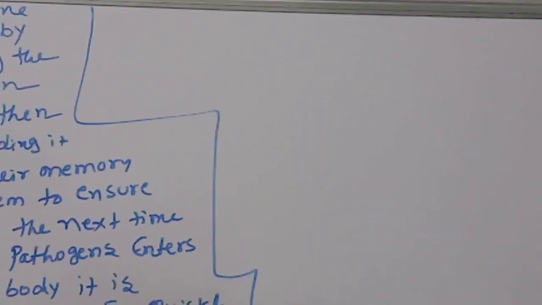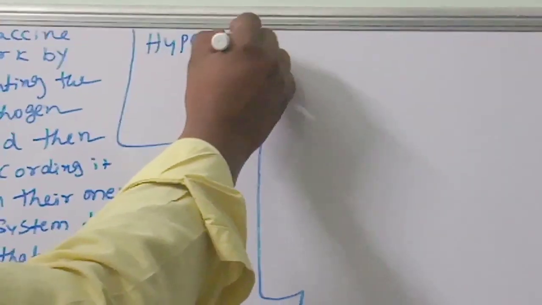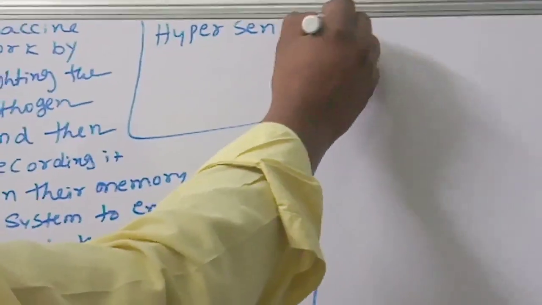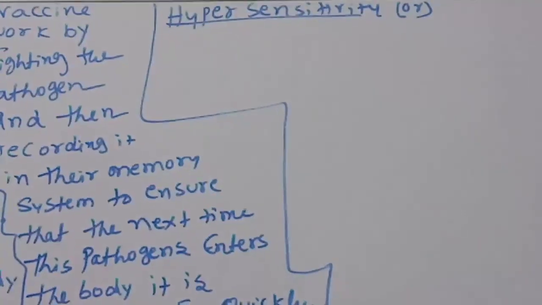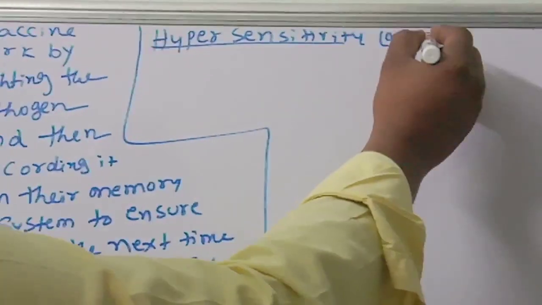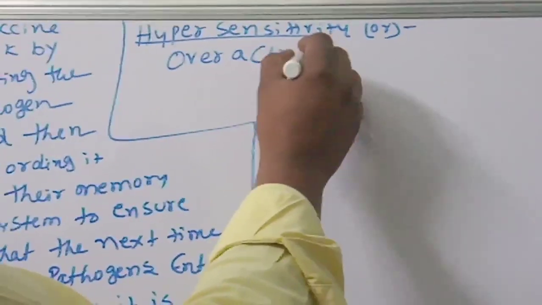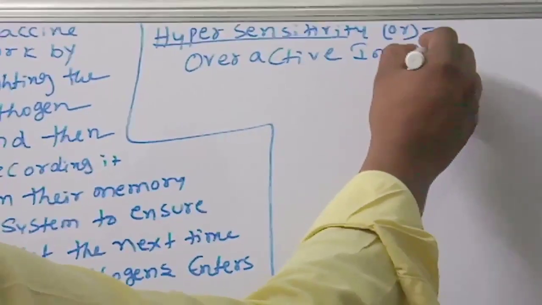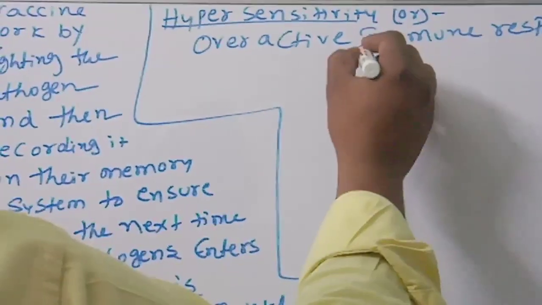Next, the most important point we are discussing, hypersensitivity. We are discussing hypersensitivity, also called overactive immune response. So too much immune response.